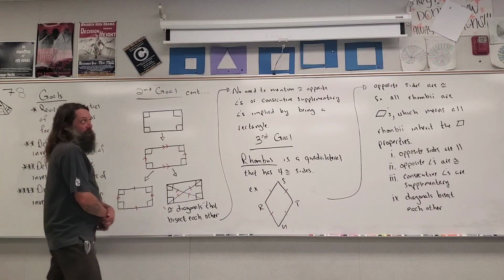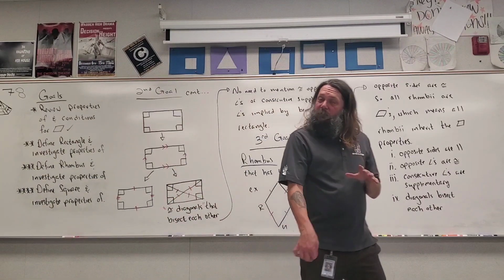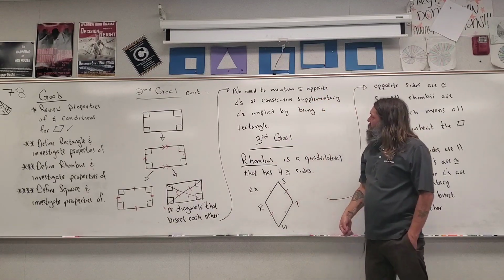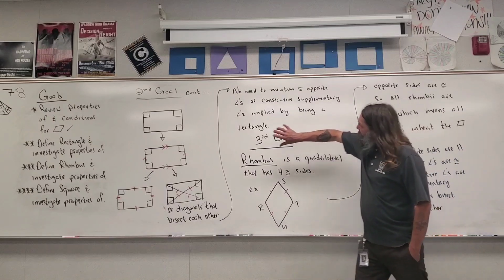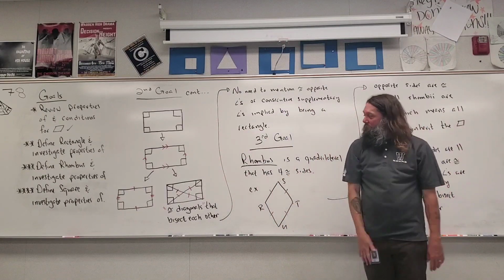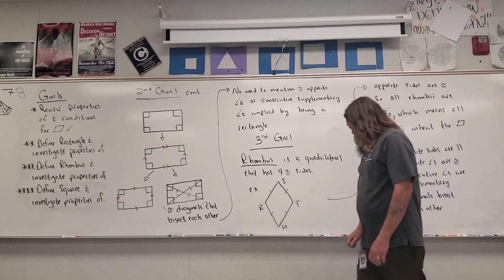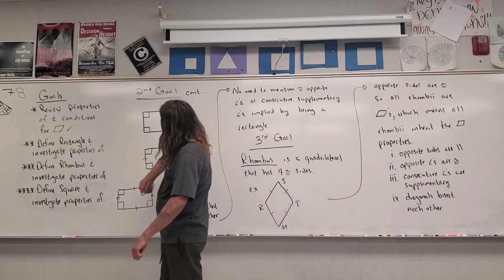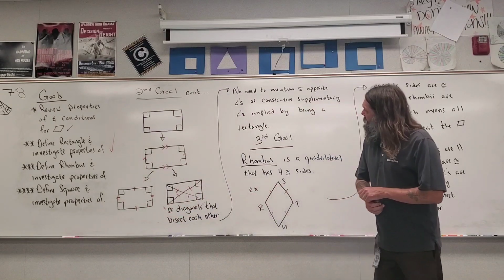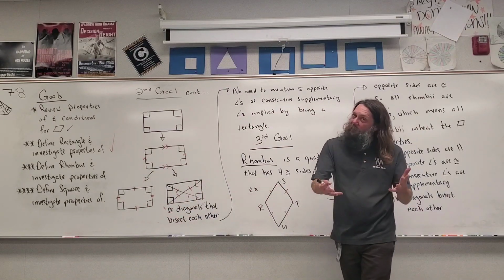Now, I didn't mention the two other properties of a parallelogram, which are congruent opposite angles or supplementary consecutive angles, because that's implied by being a rectangle. So that's how we got to being a parallelogram, right? All right, so now I can check off the second goal and move on to the third goal, defining a rhombus and investigating the properties of that.